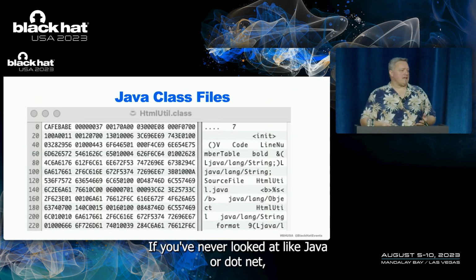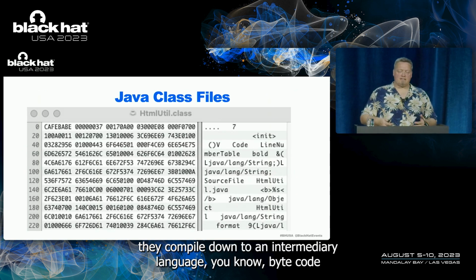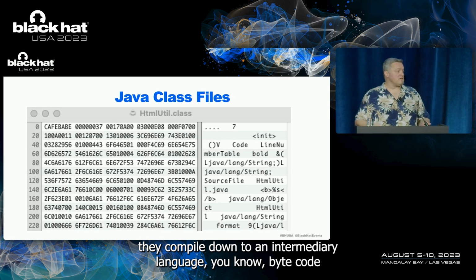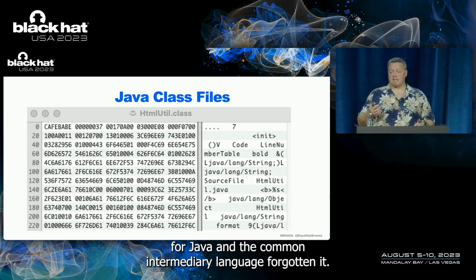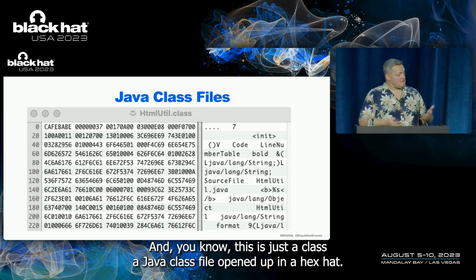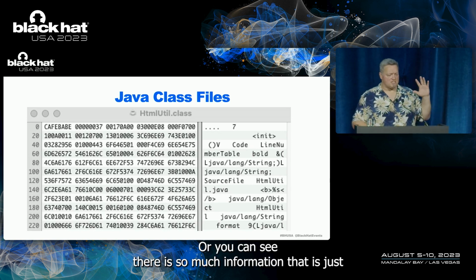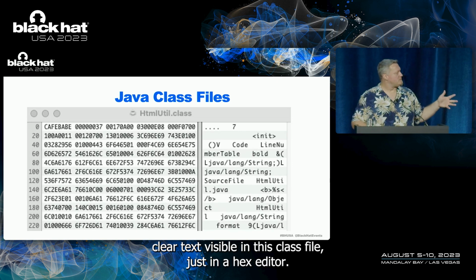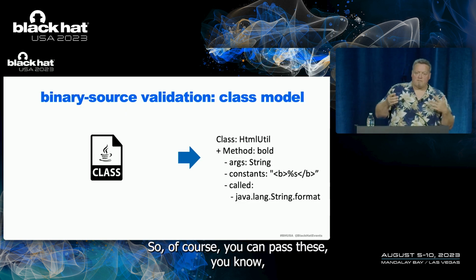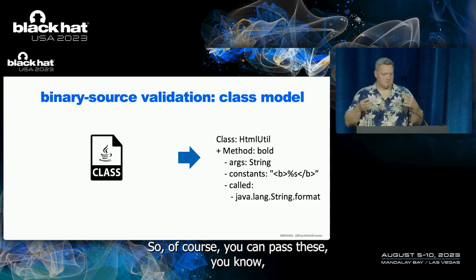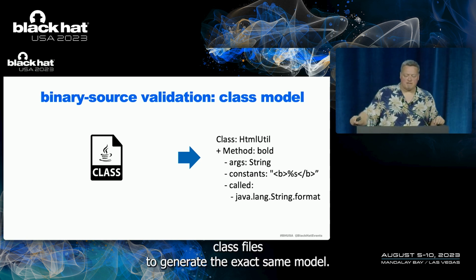If you've never looked at Java or .NET, they compile down to an intermediary language, bytecode for Java, and the Common Intermediate Language for .NET. And this is just a Java class file opened up in a hex editor. And you can see there is so much information that is just clear text visible in this class file, just in a hex editor. So, of course, you can parse these class files to generate the exact same model.